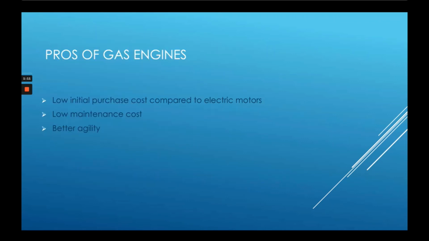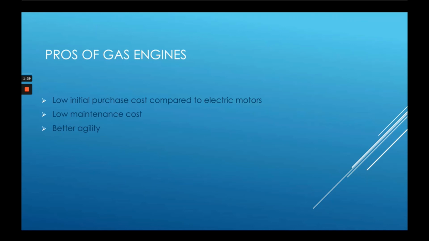So beginning with the pros of a gas engine, when initially buying a vehicle with a gas engine, we can expect lower prices compared to that of electric motors. This is just because electric motors are newer technology and safer for the environment, so we can expect higher prices.